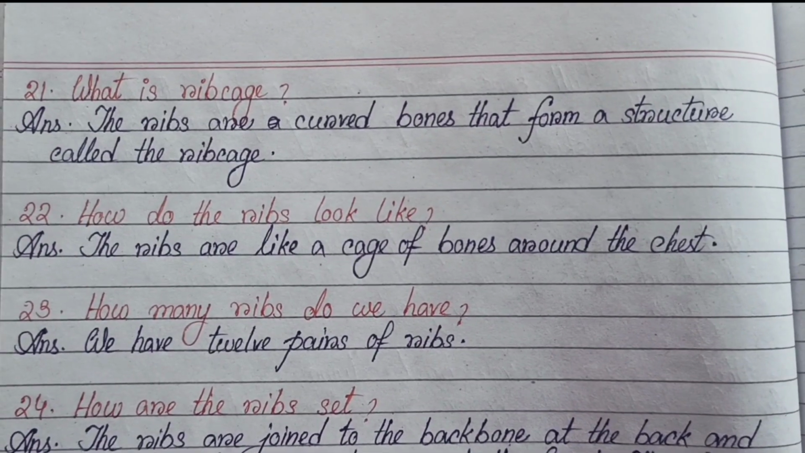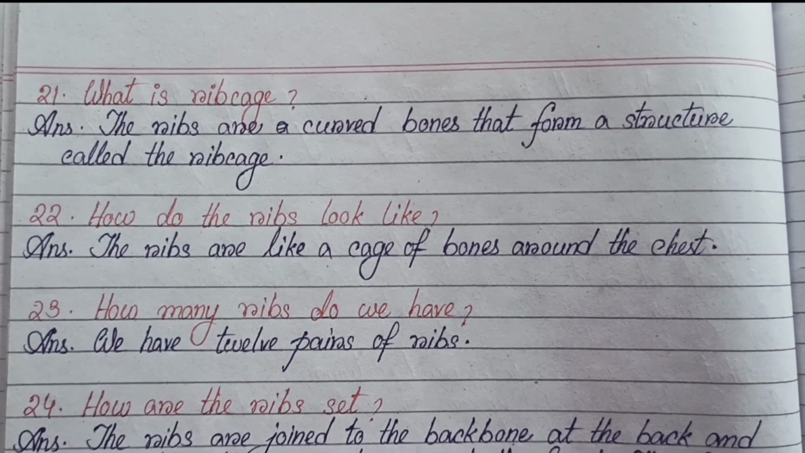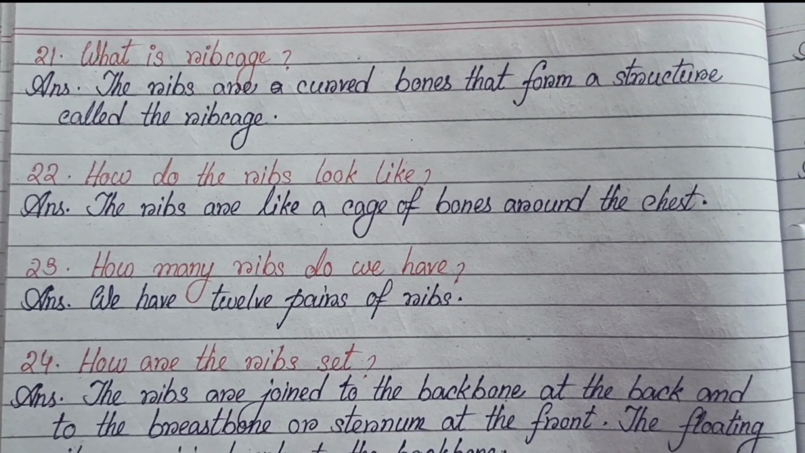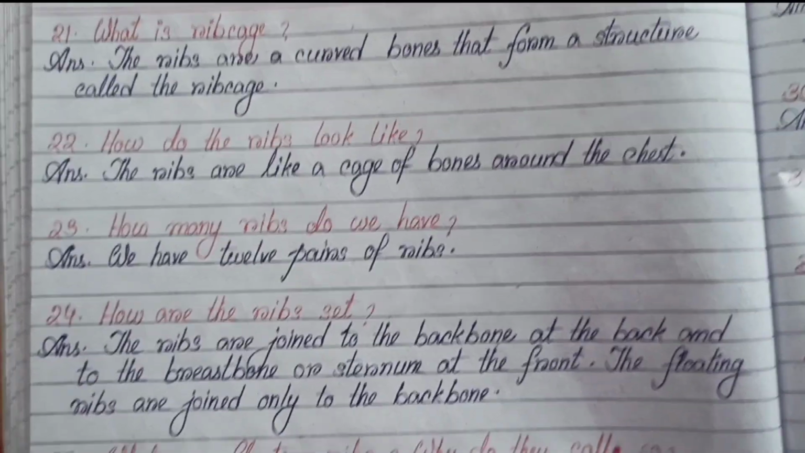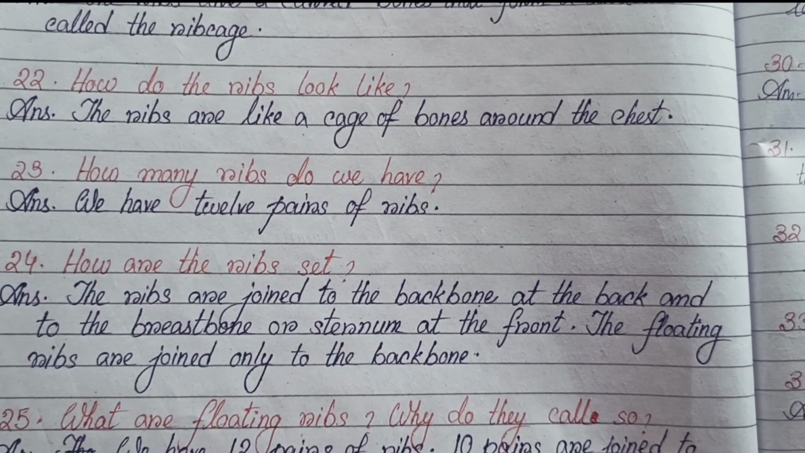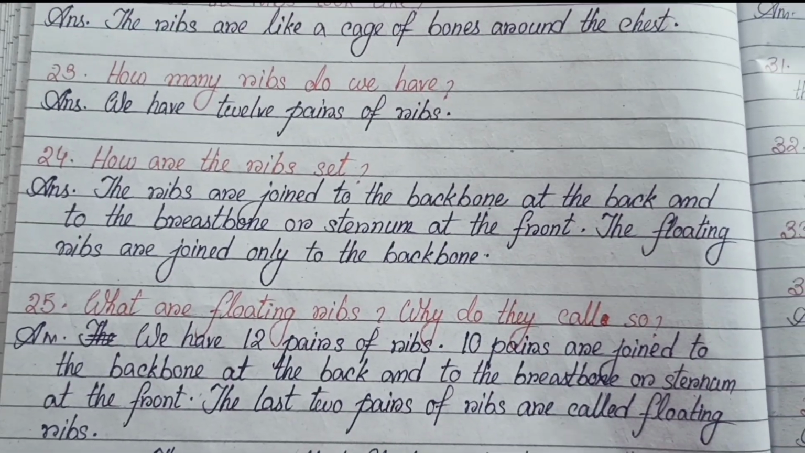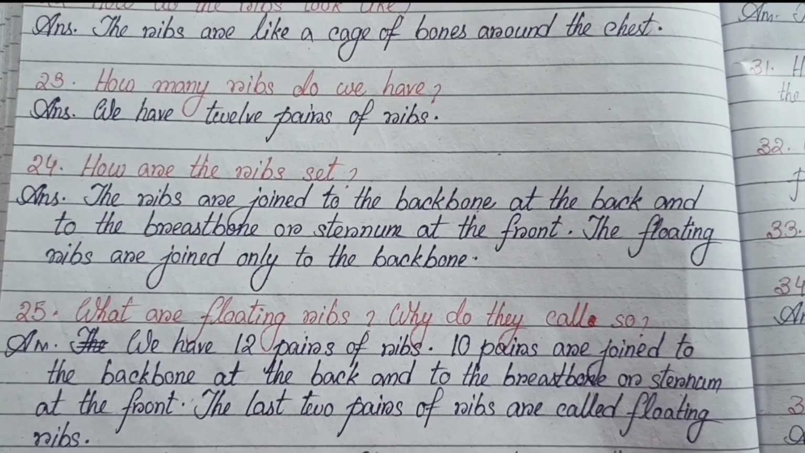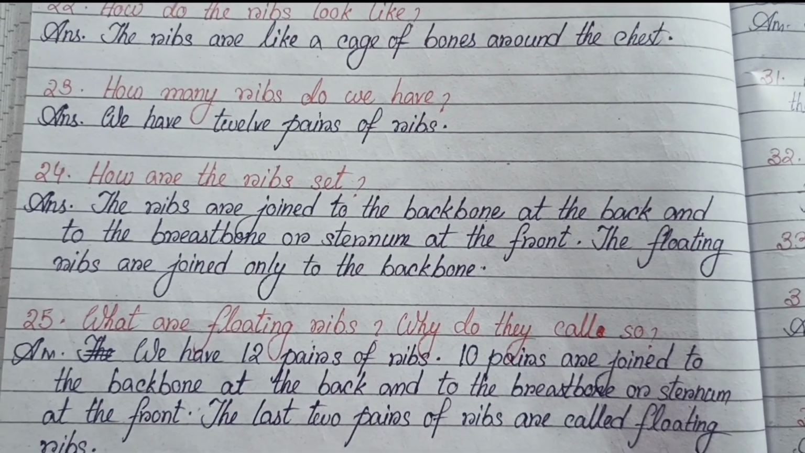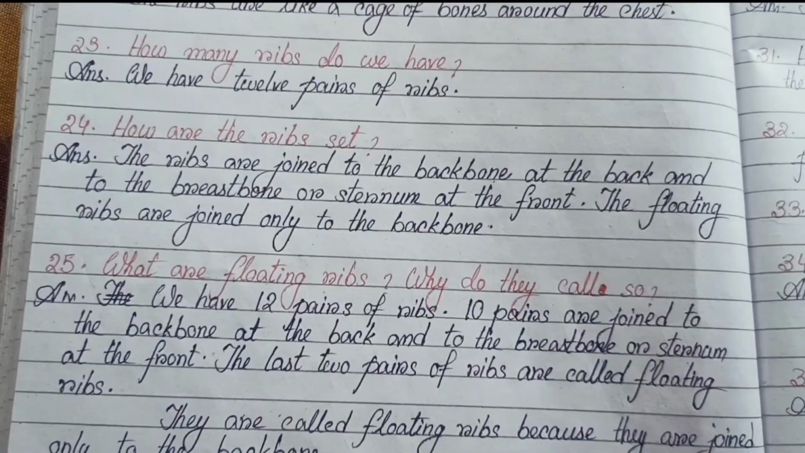Number 21, what is rib cage? The ribs are curved bones that form a structure called the rib cage. Number 22, how do the ribs look? The ribs are like a cage of bones around the chest. Number 23, how many ribs do we have? We have 12 pairs of ribs. Number 24, how are the ribs set? The ribs are joined to the backbone at the back and to the breastbone or sternum at the front. The floating ribs are joined only to the backbone.